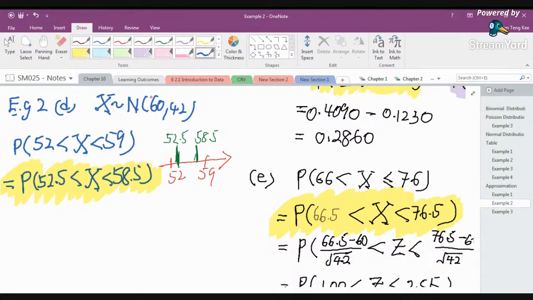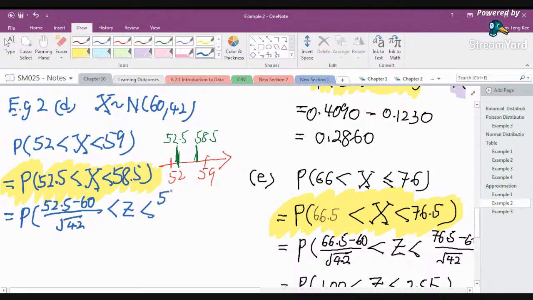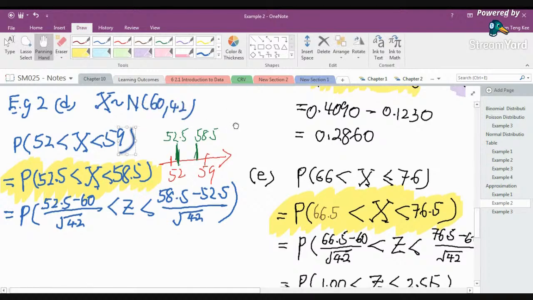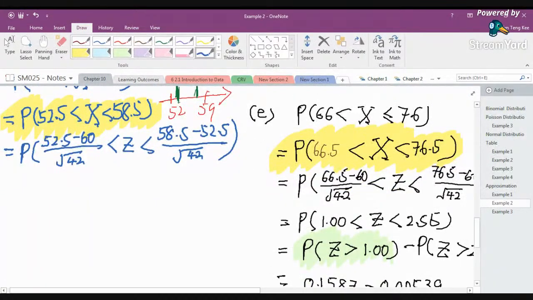Next, we proceed with standardization. By standardization, we have 52.5 minus 60 divided by square root of 42, X turning into Z, then 58.5 minus 60 divided by square root of 42. As a result, from our calculation, I find the answer as negative 1.16 less than z less than negative 0.23.